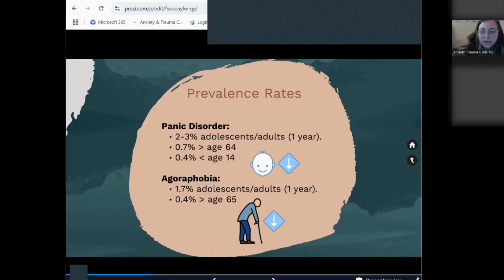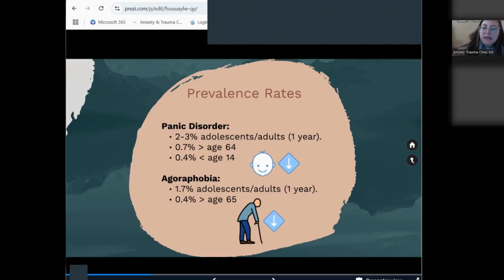For agoraphobia, however, as reported in the DSM-5 as well, 1.7%, so quite a bit smaller, of adolescents and adults are diagnosed on an annual yearly basis. And then in those over the age of 64, again, quite a bit lower, the prevalence rate is 0.4%. You'll notice here we don't mention under the age of 14 because at that age, you don't really have as much of a choice on whether or not you're going to stay at home and lay in your bed all day. You've got somebody kind of over you, a parent or guardian. So that wasn't included there.